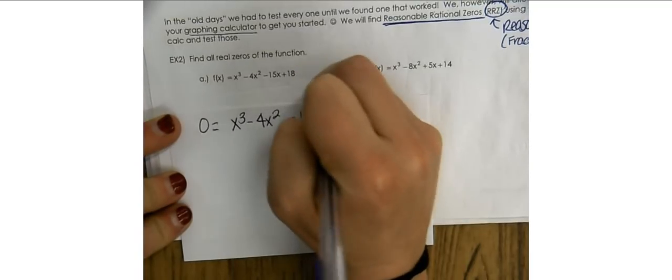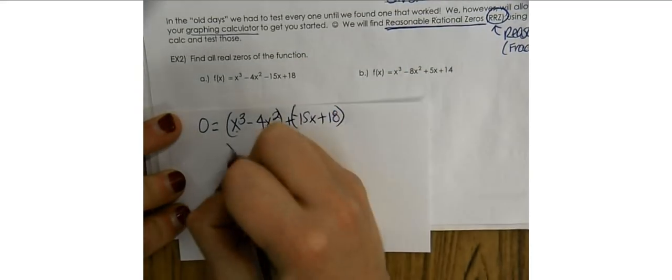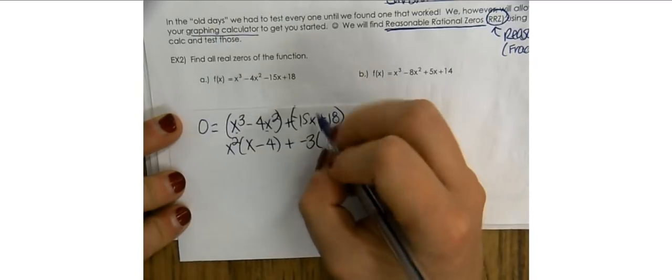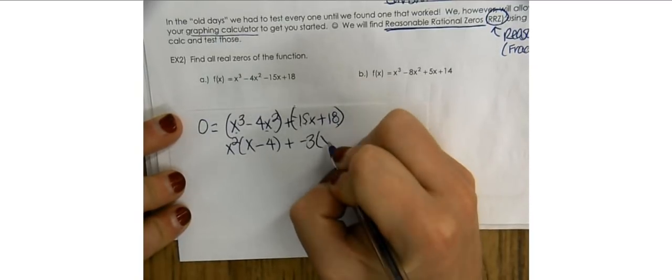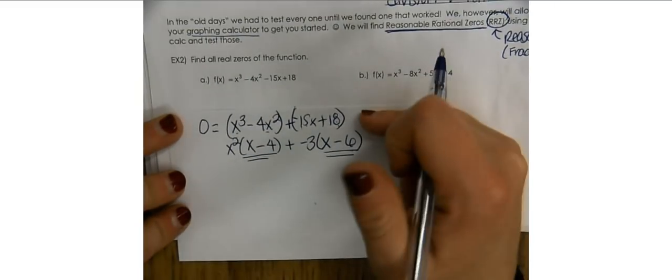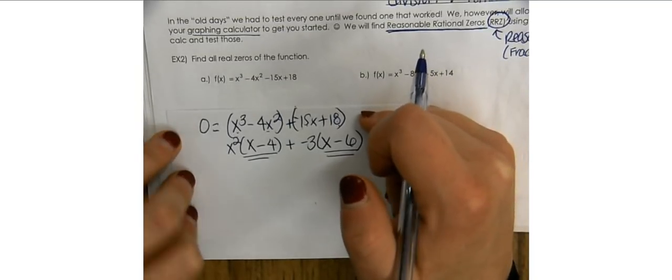So I have 0 is equal to x cubed minus 4x squared minus 15x plus 18. I'm going to put parentheses around the first 2 terms and parentheses around the last 2 terms. And these 2 terms have in common an x squared, but our leftovers is an x minus 4. Plus, I'm going to factor out a negative 3, because that's what 15 and 18 have in common, and my leftovers is an x minus 6. These 2 parentheses are not the same, so that means that this function is not factorable in the way that it is written. So that means that I have to do this approach.